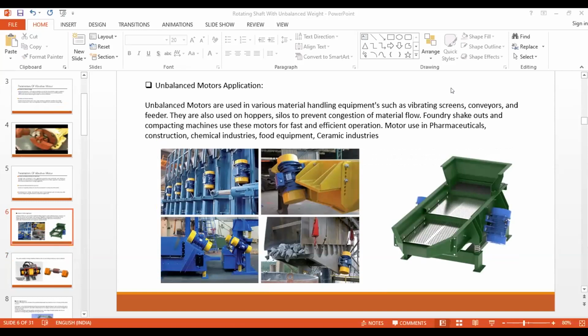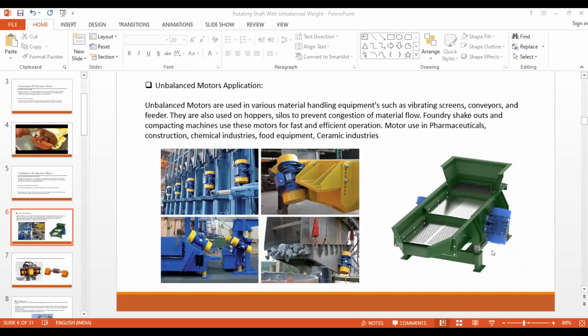So unbalanced motors are used in various material handling equipment such as vibrating screens, conveyors, and feeders. On the right-hand side of the diagram, the green diagram, you can see the best example of vibrating screens, and the blue colored components are the vibration motors. You may be wondering why these are inclined at some angle.